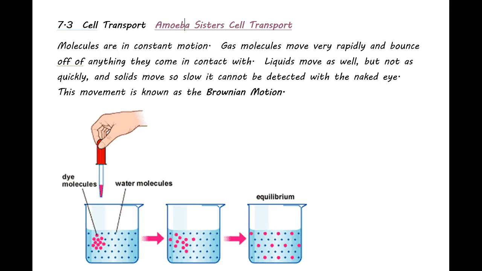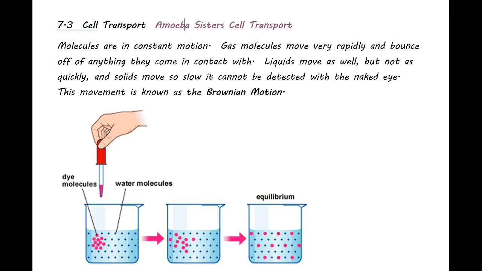And then solids, and you're going to say, no, Mrs. Saunders, something that's a solid doesn't move. It does. It just moves so slowly that with our eyes we can't detect it. But if we were to have a really strong microscope, we would be able to pick up that motion. We would be able to detect it. So this movement of molecules being in constant motion is called Brownian motion.